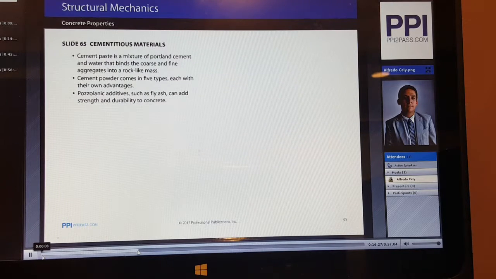We have type 1 cement, which is normal Portland cement, general purpose cement, and it's the most used. Type 1 cement is used when no sulfate hazard is expected. Type 2 cement is modified Portland cement, and it has moderate sulfate resistance. Type 1 and 2 cement is often used because it meets the requirement of type 1 and type 2 cement.